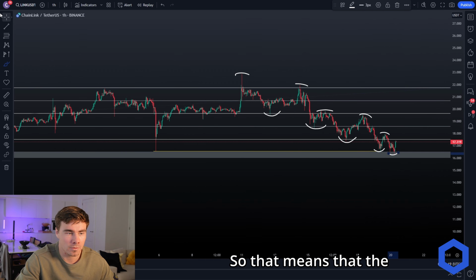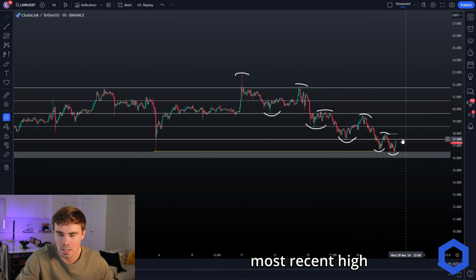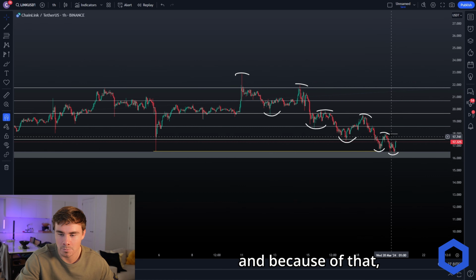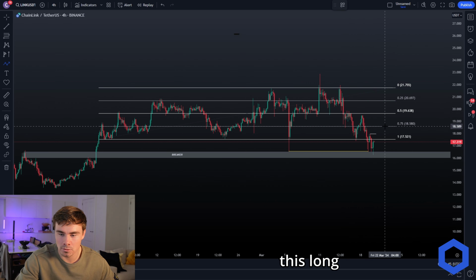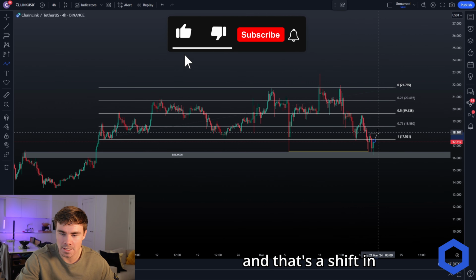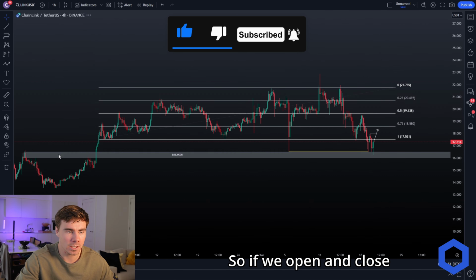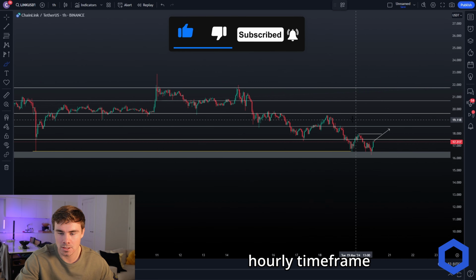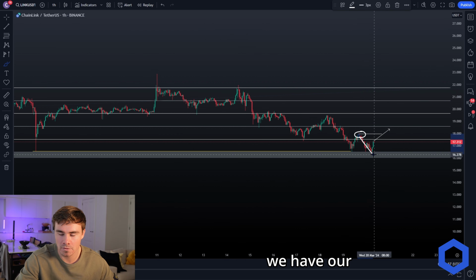So that means that the significant high to break is this most recent high over here. Because this most recent high brought us to this most recent low, and because of that, it's the most significant high to break. So in order to execute this long setup on Chainlink, we need one more trigger, and that's a shift in structure to the upside over here. So if we open and close candles on the 1 hourly time frame above this high that brought us to this most recent low, we have our final trigger.